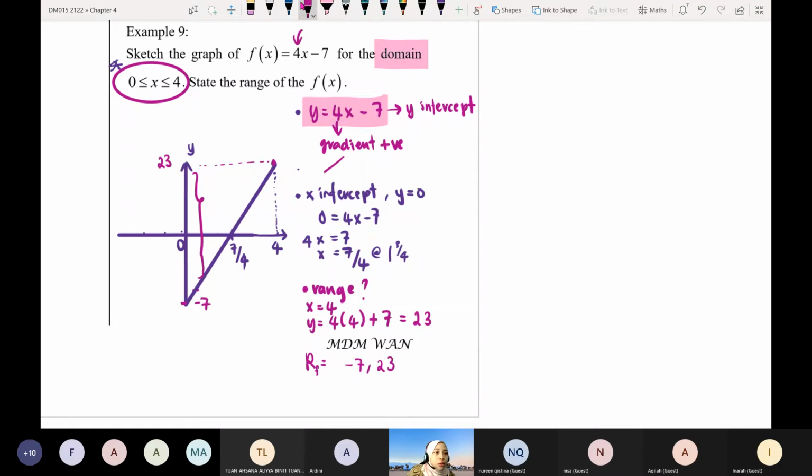Okay. Include or exclude? Look at the symbol. Both are included. So of course it's a close bracket. Okay. Very clear or not, students? Very clear. Yeah. Okay, good. All right.